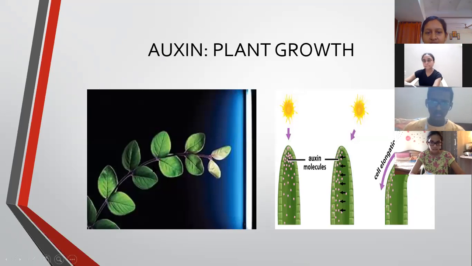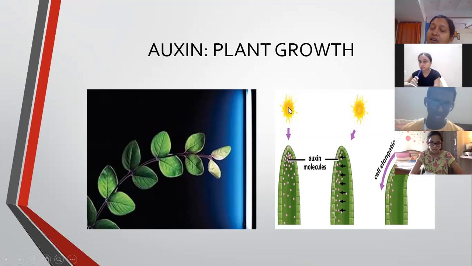Look at this tip, this shoot. It has bent in a U shape, a curved one. Why? Because the light source is towards this side. So when it is bending, how is this bending happening? Generally the tip of the shoot is seen like this. Now the pink dots that you are seeing are the auxin molecules.